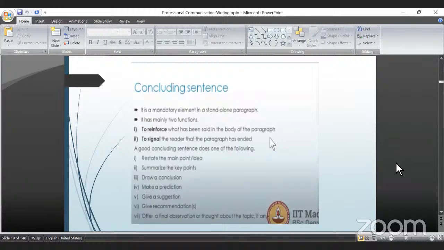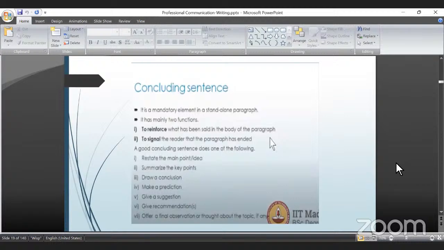So unlike your topic sentence, you may not find a concluding sentence for every paragraph. However, if it's a standalone paragraph, that is, if you're writing a single paragraph about something, then a concluding sentence is a must. You cannot close that paragraph without giving a proper concluding sentence, right? So standalone paragraphs must have a concluding sentence. The rest of the ones, especially in longer pieces of writing, it is not required that you have a concluding sentence for each paragraph that you use, okay?